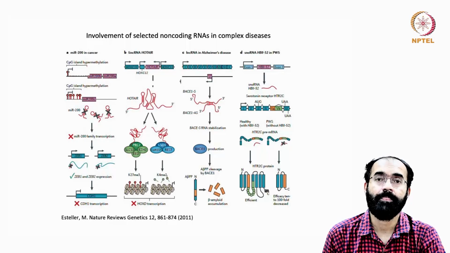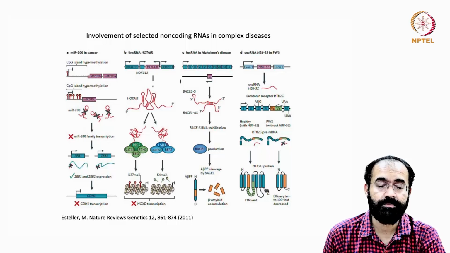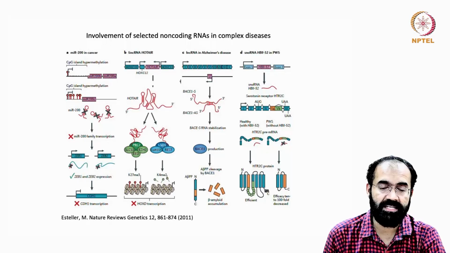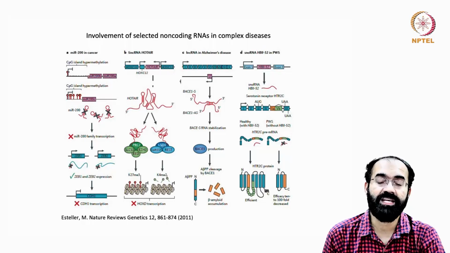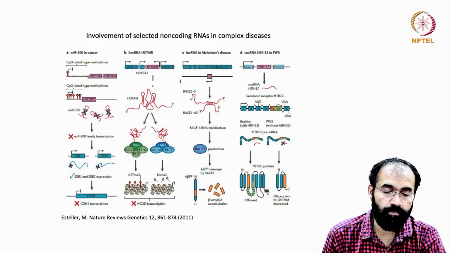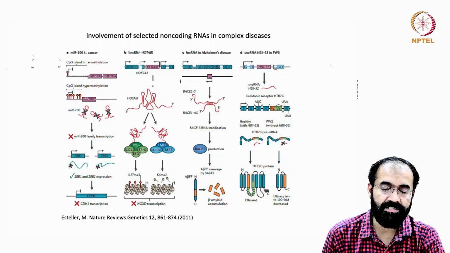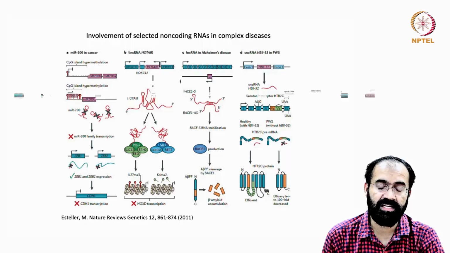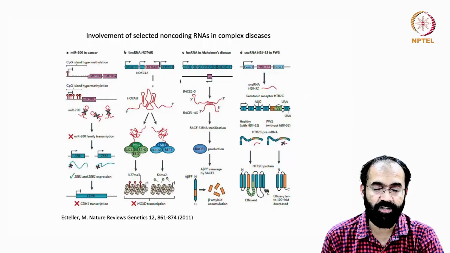BACE1 RNA stabilization will take place if this pairing did not happen. The absence of the antisense RNA can cause the stabilization of BACE1 RNA, and the BACE1 protein will be produced, and this can lead to amyloid plaque formation. APP cleavage by BACE1 takes place, and it can lead to amyloid accumulation in the cell, and eventually the organism will end up having Alzheimer's disease.